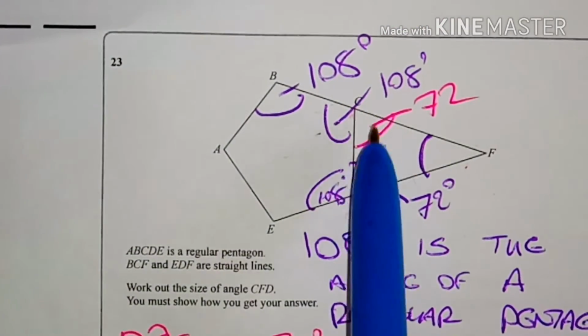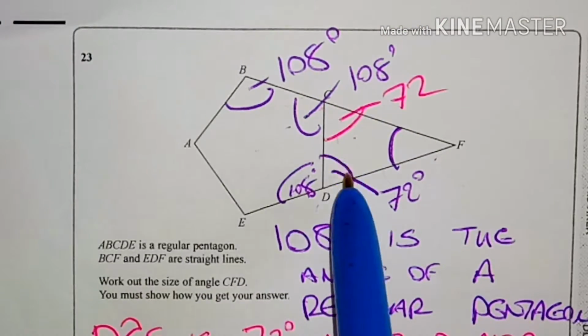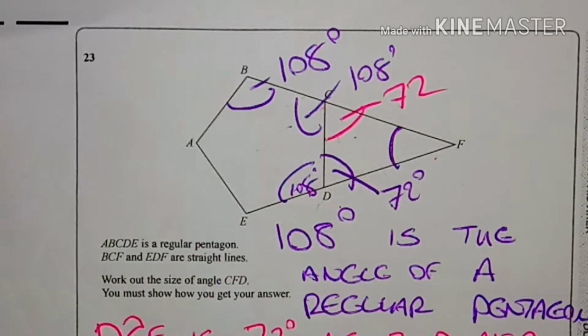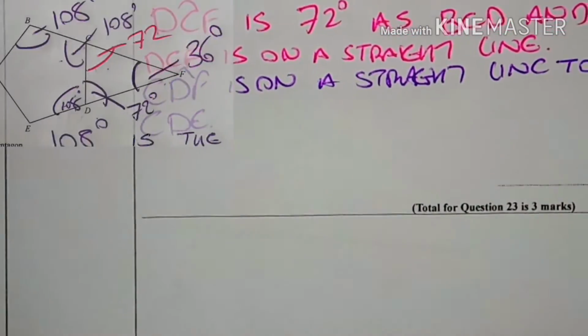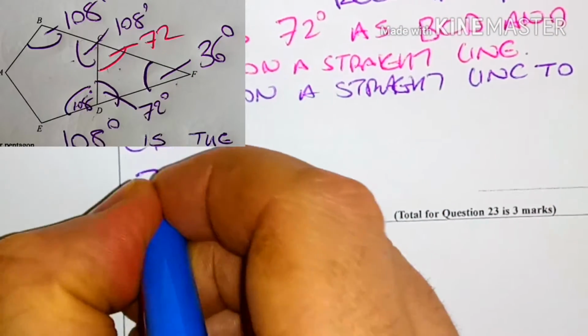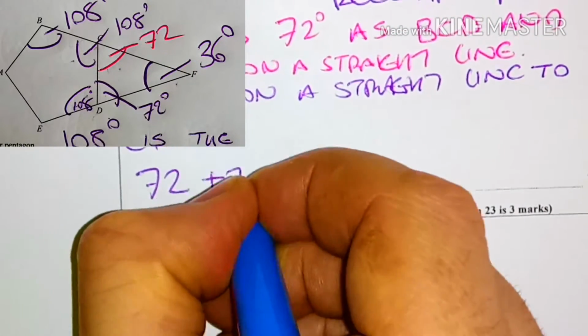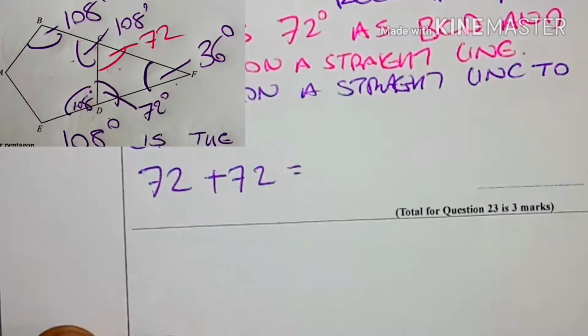So this is actually an isosceles triangle, okay? And because this is a triangle, the total angles in the triangle add up to 180 degrees. So we have to do 72 plus 72 equals 144.